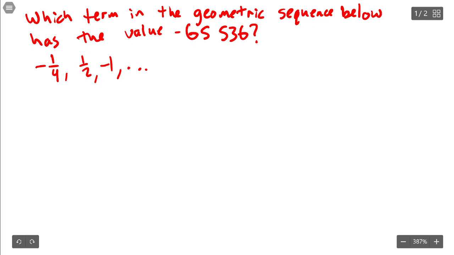So we've got our initial term is negative a quarter, it goes to a half, then negative 1, and then so on, and apparently it gets up to negative 65,536, which seems like a big number, but I don't know, let's take a look.